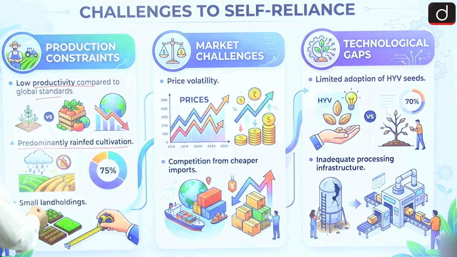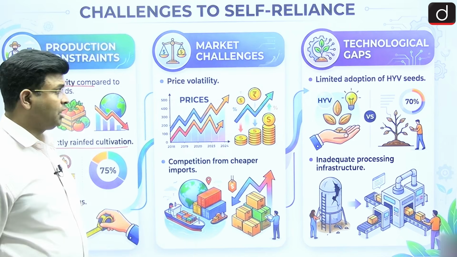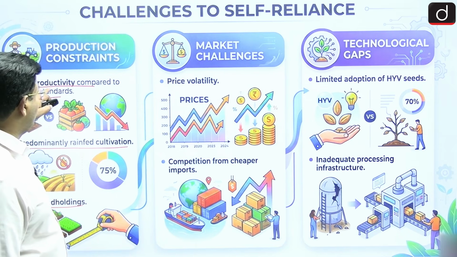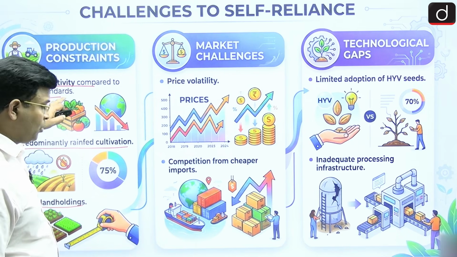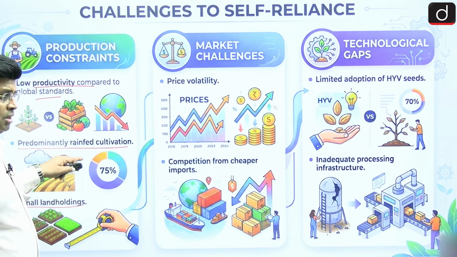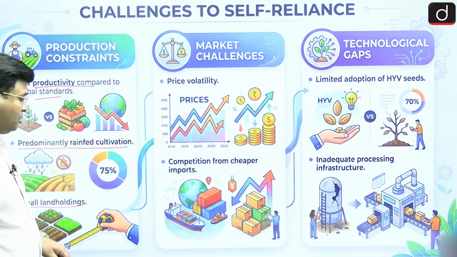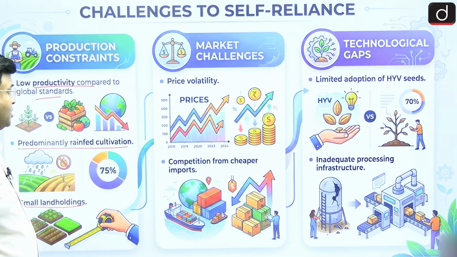And small land holdings, that is an important part. The farmers are growing on small land. Automatically because of that productivity will decrease. So low productivity compared to the world, we can say. And in India, most of the area where it is grown is rain fed, not irrigation based, and there are small land holdings.